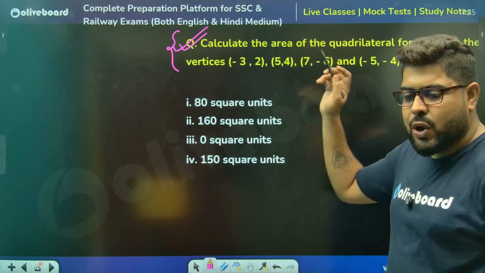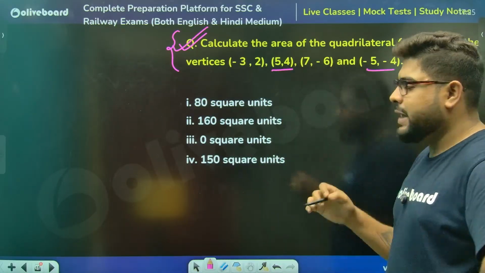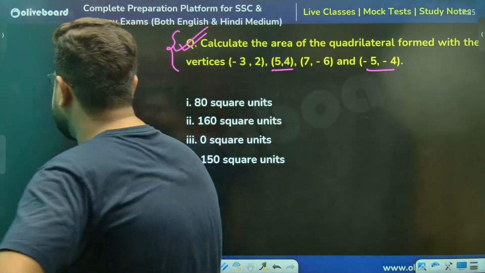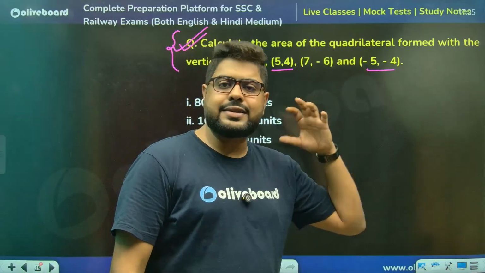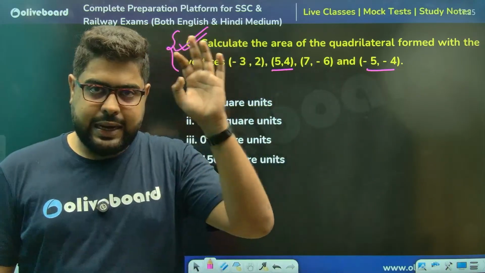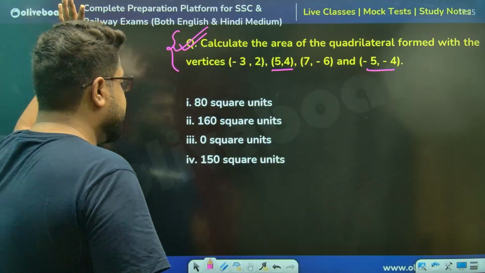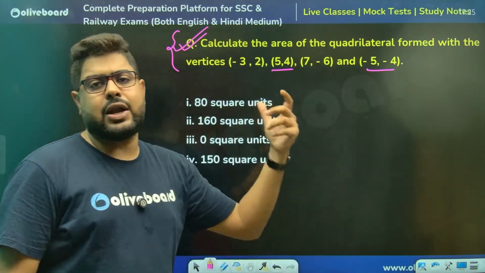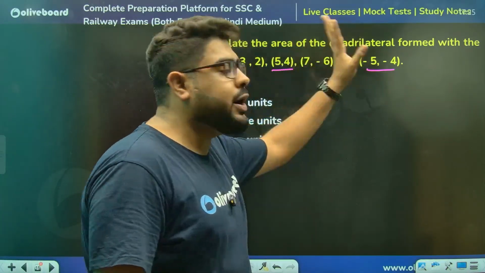Now, this is not a very difficult question because of these 2 points. It makes it easy. But what if the question was not that easy? What if the points were random? If the points are random, then it can create a lot of trouble, sir, if all 4 points are random.